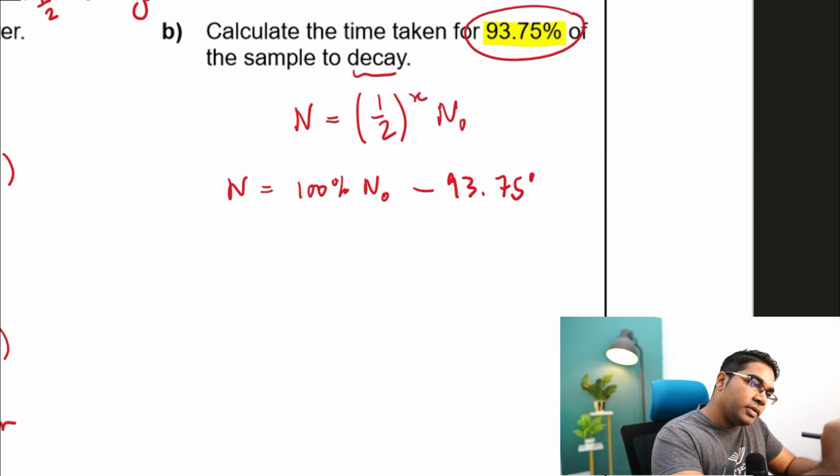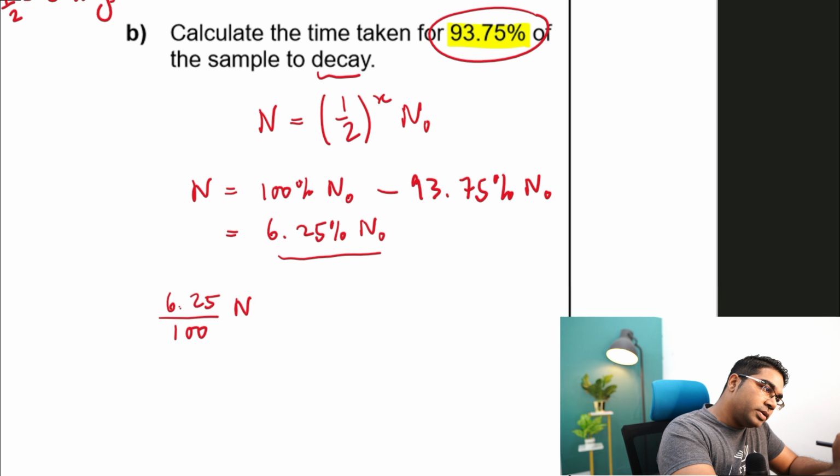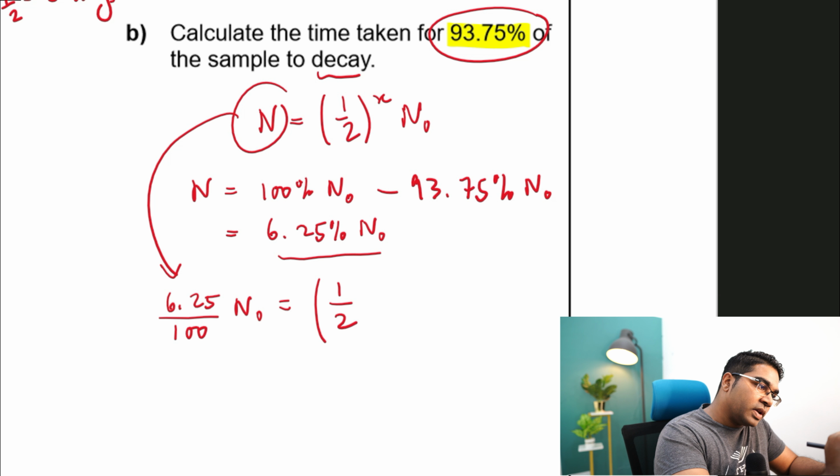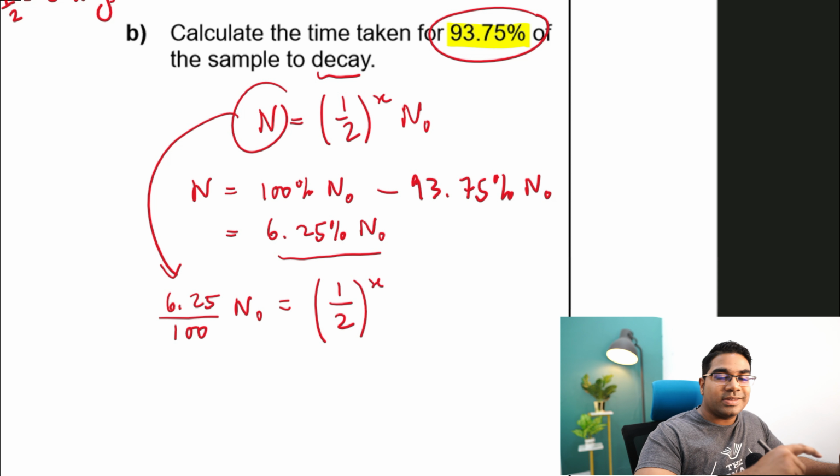So let's apply this into the formula. N is equal to 6.25% of N naught. So that would be 6.25 over 100 of N naught will be equal to, so all I've done here is I've substituted N with this value. And now this is equal to 1 over 2 to the power of x. X is what we are going to find.